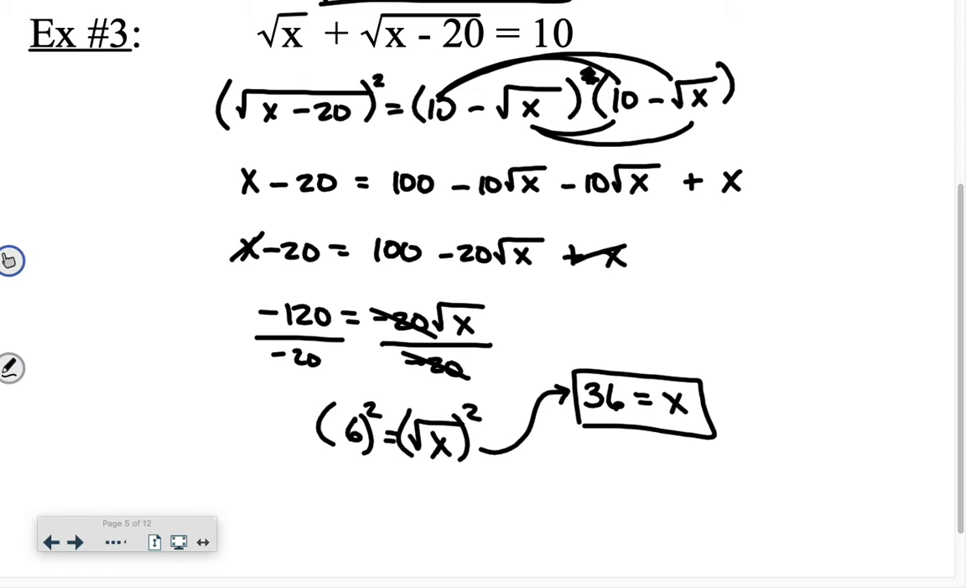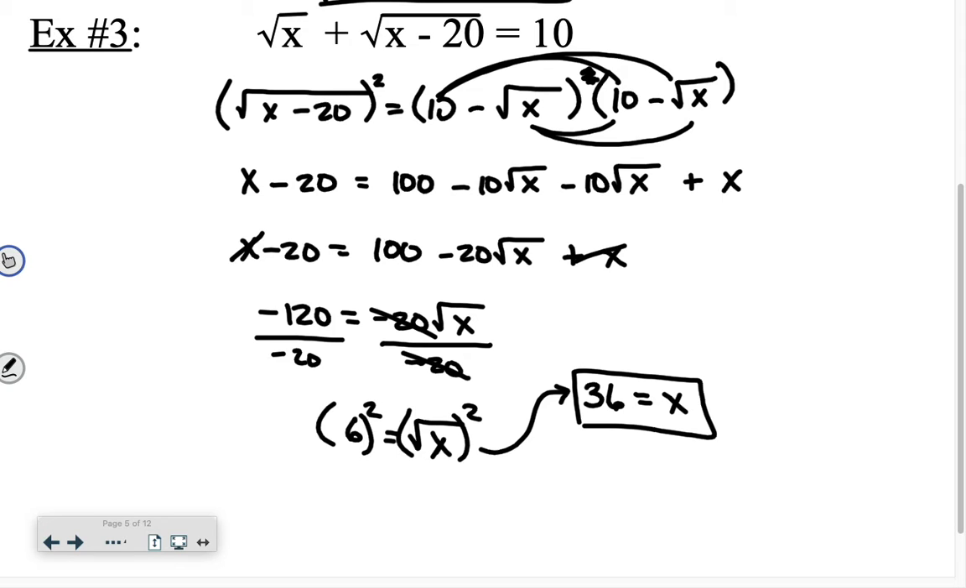Last question. Do I have to check that answer? I do. Because I'm dealing with square roots, and I cannot get a negative number under the square root. I've got to make sure this one works because we're dealing with an even root. So if we just plug it back in, you can do it in your head. Square root of 36, that's 6. Plug it in here, 36 minus 20, that's 16. Square root of that is 4. 6 plus 4 equals 10? Yep, we're good. It works. Okay? So it had the possibility to be extraneous. It wasn't in this case.